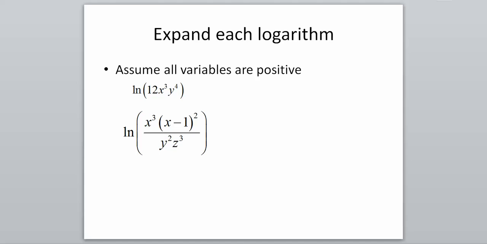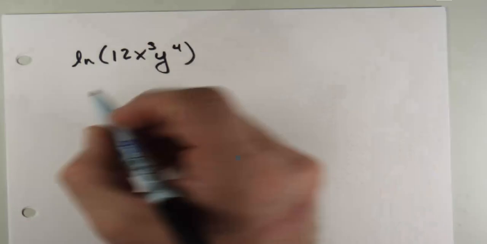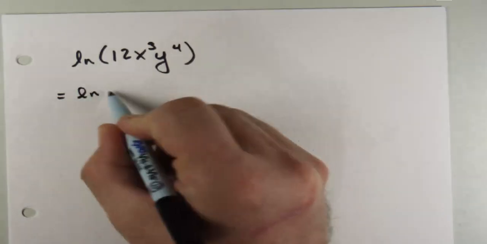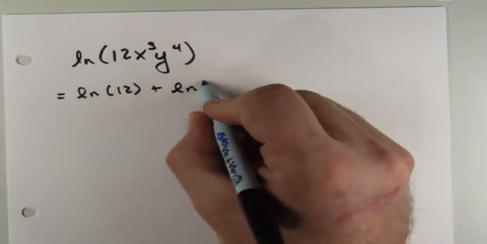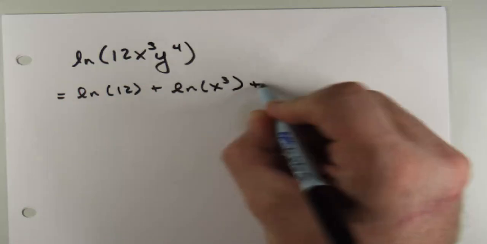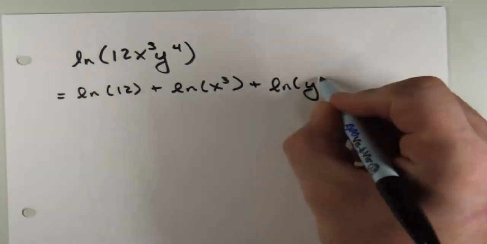And when I'm doing the first example, I'll show you what happens if I use a different base. This is the limitation of the technology. So we're going to start with the natural log of the product of 12x cubed y to the fourth. And if my memory is correct, the natural log of a product is the sum of the natural logs. So that's the natural log of 12 plus the natural log of x cubed plus the natural log of y to the fourth.